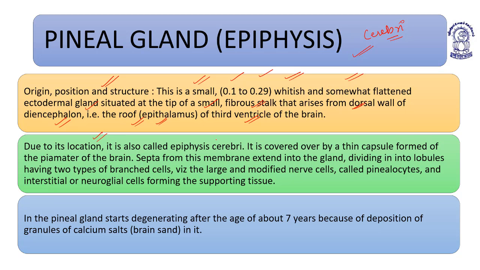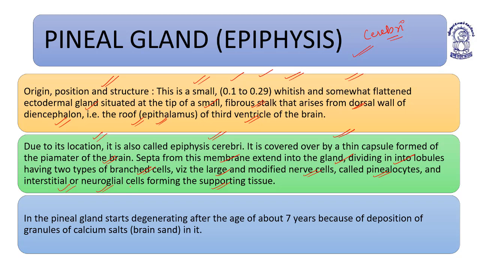Due to its location, it is known as what? Epiphysis cerebri. It is covered over by a thin capsule formed by the pia mater of the brain. Pia mater, dura mater, and arachnoid are the coverings of the brain. Septae or divisions of this membrane extend into the gland, dividing it into lobules, having two types of branched cells: the large and modified nerve cells, called pinealocytes, and interstitial or neuroglial cells forming the supporting tissue.